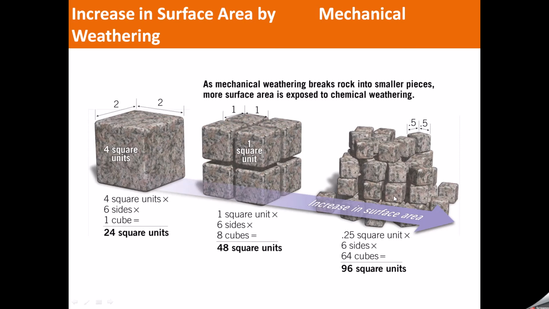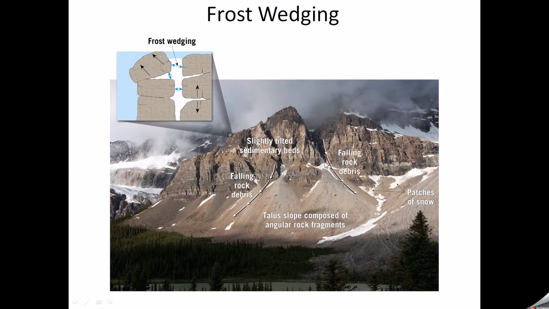When we have larger surface area, that will make it easy for the chemical erosion to break down and dissolve the rock into elements. So let's go through the frost wedging, first mechanical weathering process.